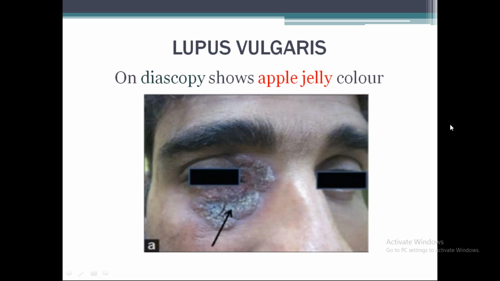So now this is an example of a lid manifestation of tuberculosis. On diascopy, it shows apple jelly color. So this is an example of tubercular manifestation in the lid. What is diascopy? When you press on the lesion with a glass slide or with your finger, it shows blanching. That is called diascopy, and it shows apple jelly color. So this is one of the most important manifestations of the lid in tuberculosis, lupus vulgaris.